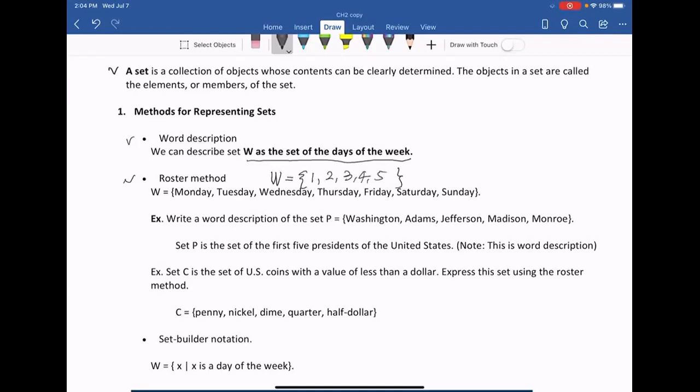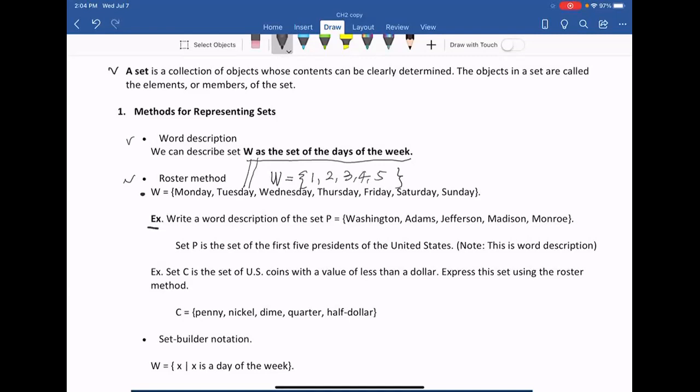Here is an example. W is Monday, Tuesday, Wednesday, Thursday, Friday, Saturday, and Sunday. These are all the 7 days in a week. So this word description equals the roster method W.